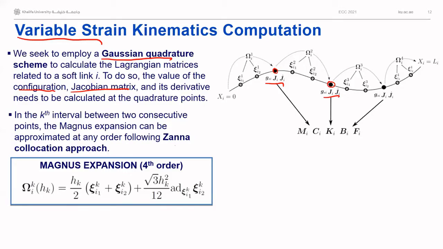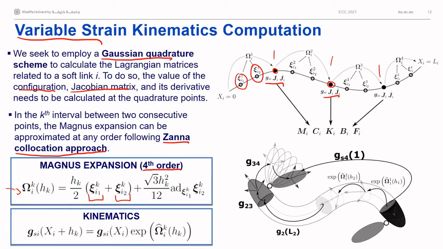The main ingredient here for this computational approach is the Zanna collocation approach, which is nothing else than a way to approximate the Magnus expansion at any order. For instance, here I reported a fourth-order approximation of the Magnus expansion that uses only two values of the strain in an interval. So we do that for each of the intervals between quadrature points, and this allows us to obtain a product of exponential formula to compute the configuration climbing up the chain.